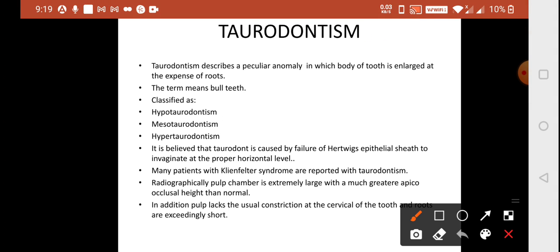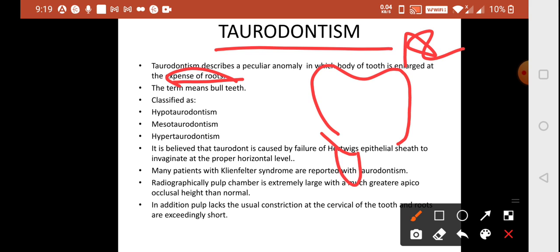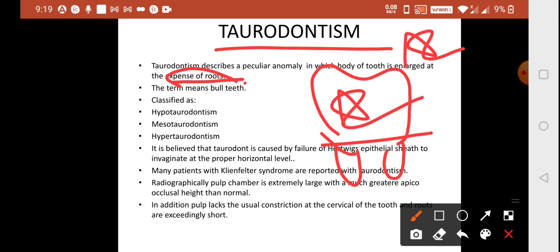Next anomaly that we come across is taurodontism, and taurodontism is very important, a lot of questions are asked on it. It describes a peculiar anomaly in which the body of the tooth is enlarged at the expense of the roots, which means the body is enlarged and the roots can be small. Fine. They can ask you, what do you mean by bull teeth? Bull teeth is your taurodontism, and it can be classified as hypotaurodontism, mesotaurodontism, or hypertaurodontism. It can be small big teeth, medium big teeth, or very big teeth.